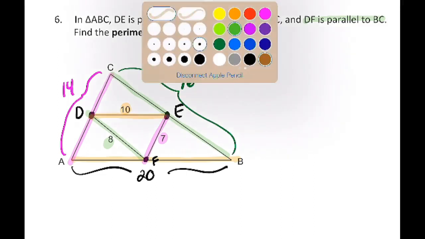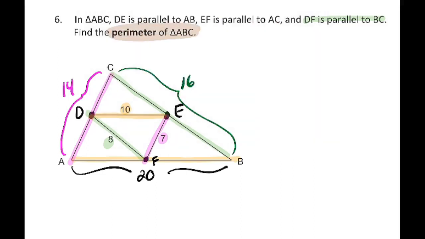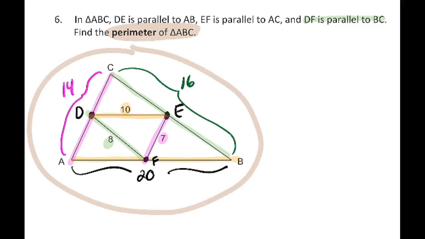So the question says, find the perimeter, which is all the way around the outside of ABC. So if you wanted to go all the way around it, you now have 14, 16, and 20, which is 50 units.